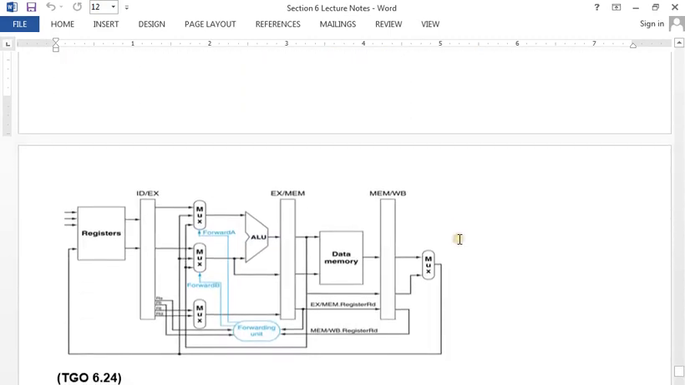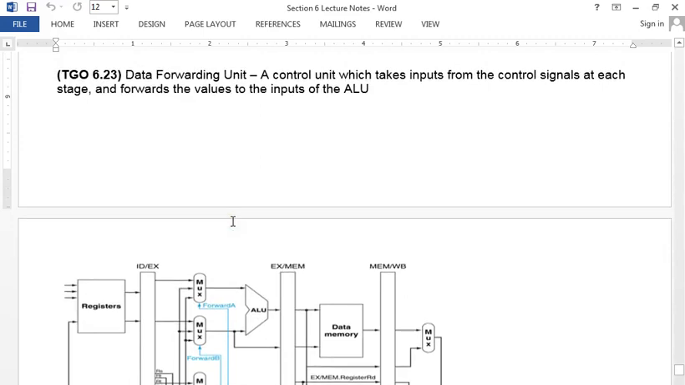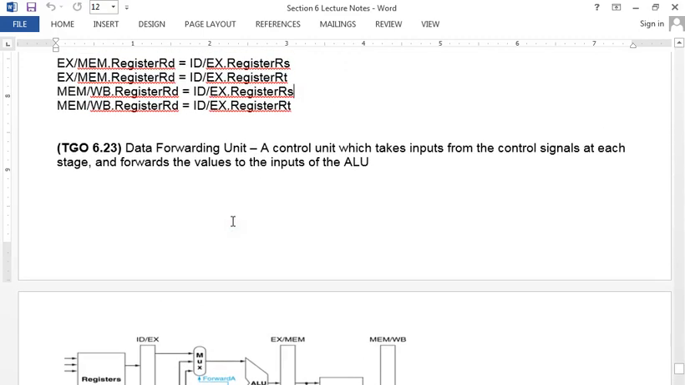Okay, so this is not part of the topical guide objective. That's data forwarding unit. Let me read that again. A control unit which takes inputs from the control signals at each stage and forwards the values to the inputs of the ALU.